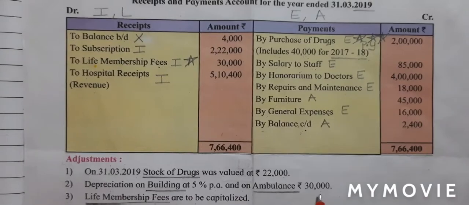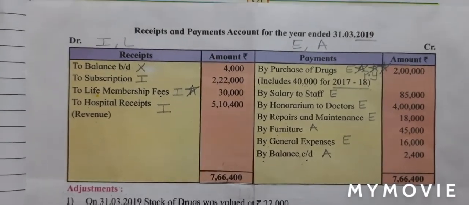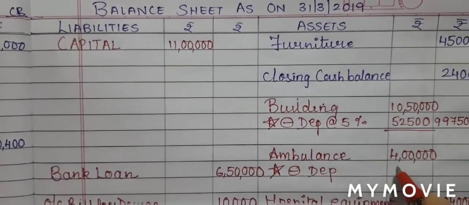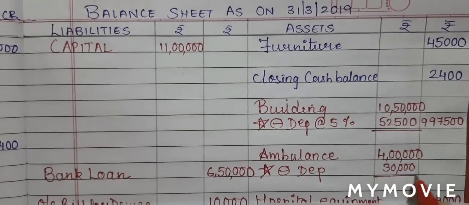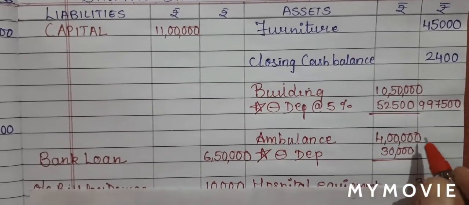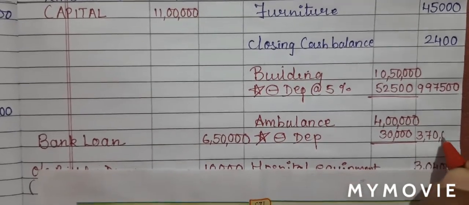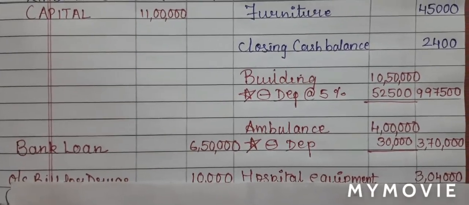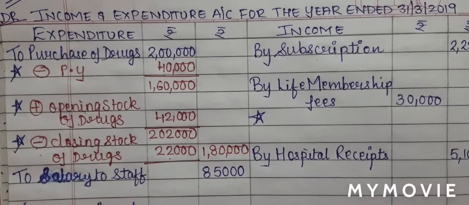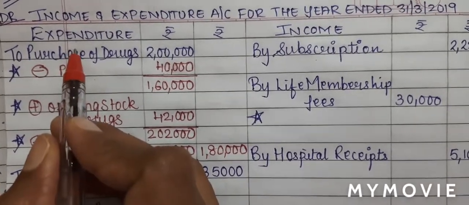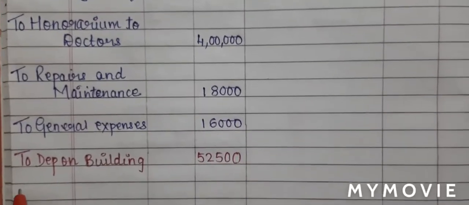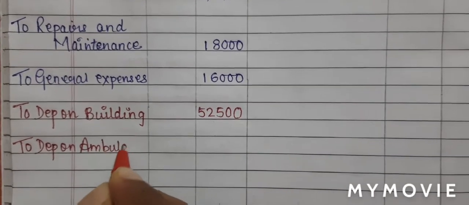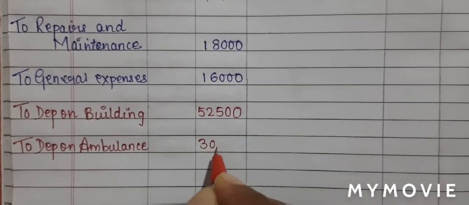Depreciation on ambulance rupees 30,000. So let's do the first effect. On the asset side, I'll say less dep 30,000. So 4 lakh minus 30,000 will give me 3,70,000 in the outer column. This is my first effect for depreciation on ambulance. Second effect for depreciation on ambulance will be on the expenditure side, since it's an expense. So I'll write to dep on ambulance. In the outer column, 30,000.